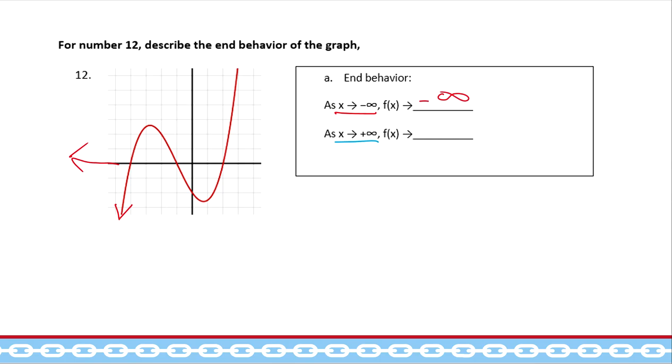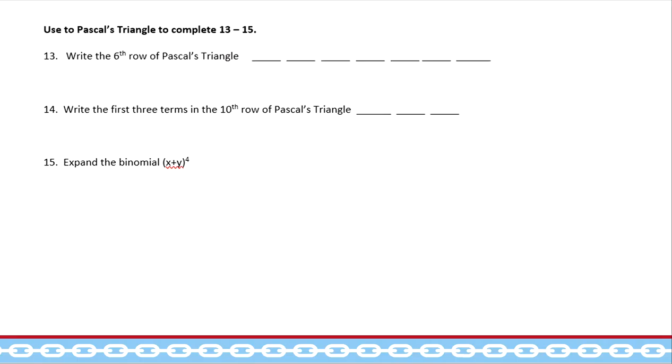And then here, as x approaches positive infinity, as x gets bigger and bigger, what is happening to our output? Well, it is headed up, and it would be to infinity or positive infinity. I see a lot of students just write a negative or a positive on that line, and you need to make sure that you're putting the infinity part on there.